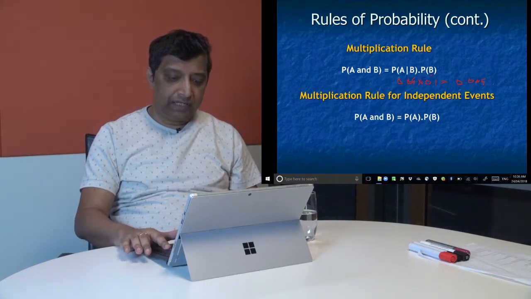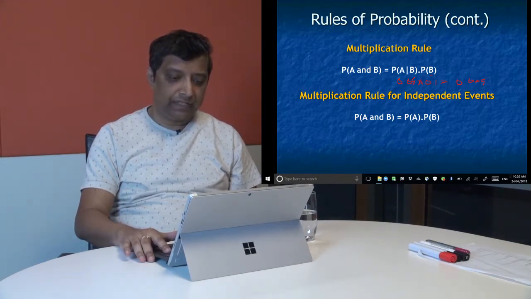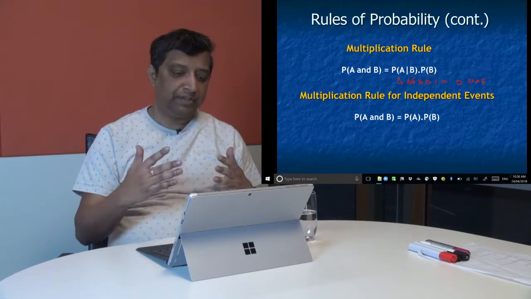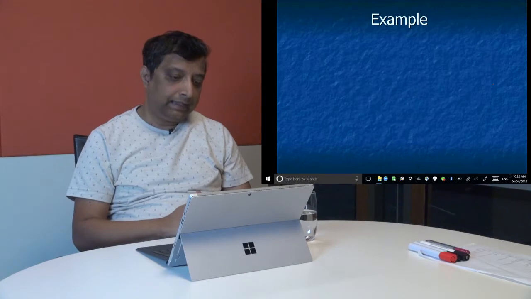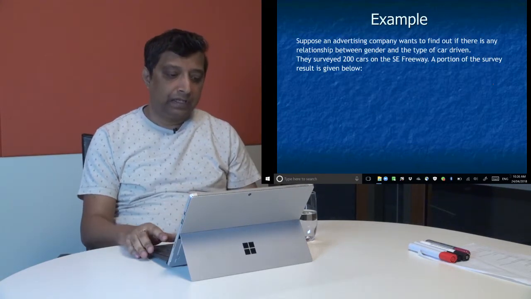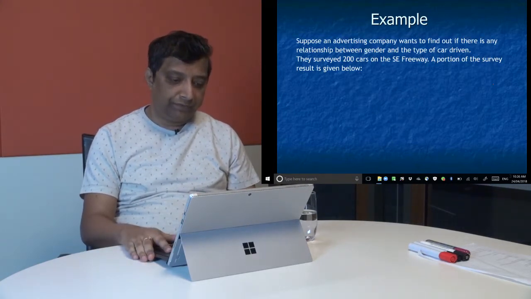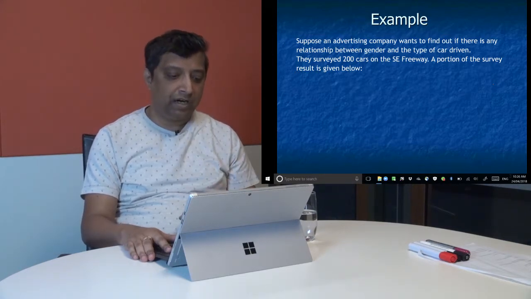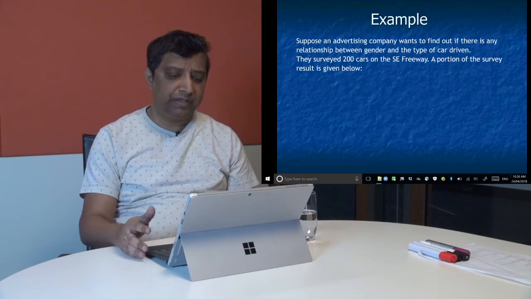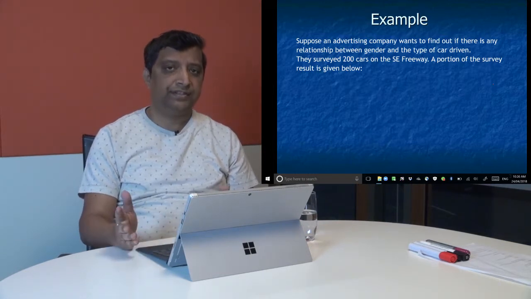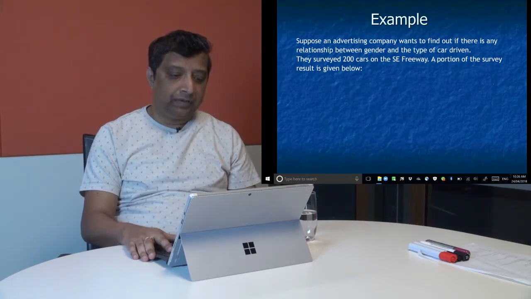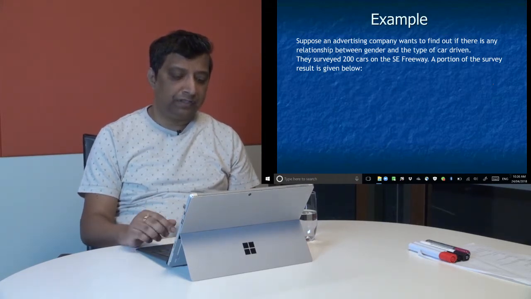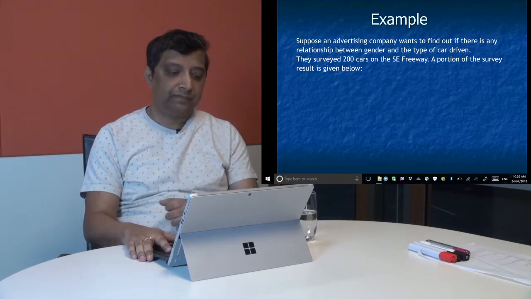To make sure that we really understand the dependence and independence between events using conditional and unconditional probabilities, let's go through this example. An advertising company wants to find out if there is a relationship between gender and the type of car driven. Type of car, in this particular example, means the size of the car, whether it's a big car or a small car. So does it have anything to do with the gender of the person driving it?